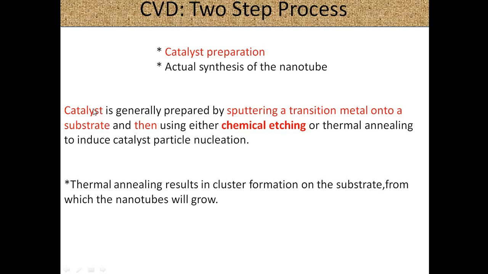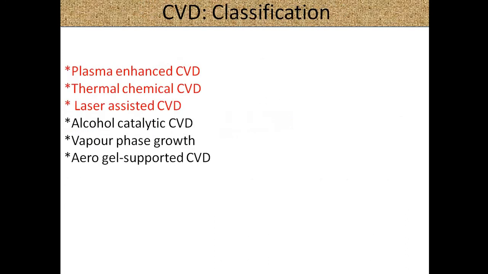What we have to do? We have to make a solution of the catalyst, spray it on the metal surface, coat the metal surface and activate it. This is one step of the catalyst preparation. Second, thermal annealing results in cluster formation on the substrate from which the nanotube will grow. So generally it will produce a cluster on which the carbon nanotube will grow. So these are the important steps in catalyst preparation.